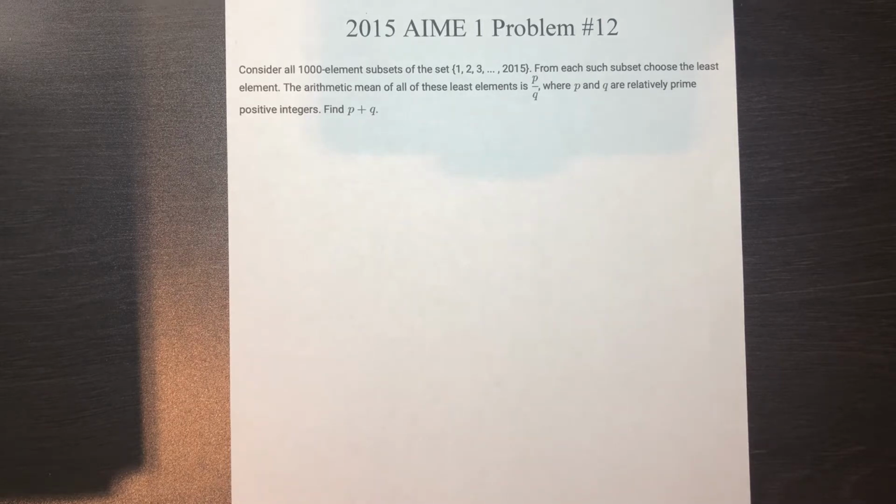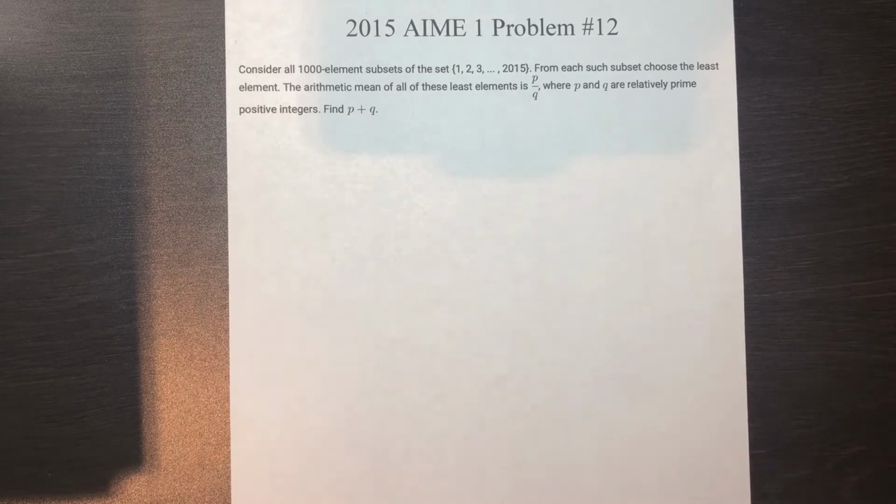Today we're going to be doing the 2015 AIME 1 problem number 12. Now this problem reads: consider all 1,000 element subsets of the set 1, 2, 3, all the way up to 2015. From each of these subsets, choose the least element. The arithmetic mean of all of these least elements is p over q, where p and q are relatively prime positive integers. Find p plus q.